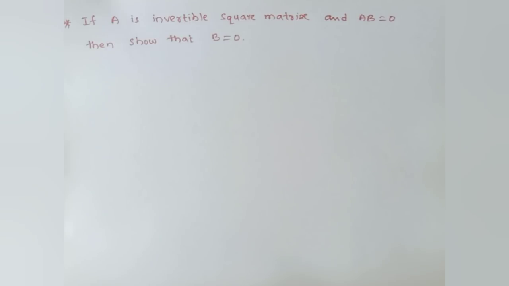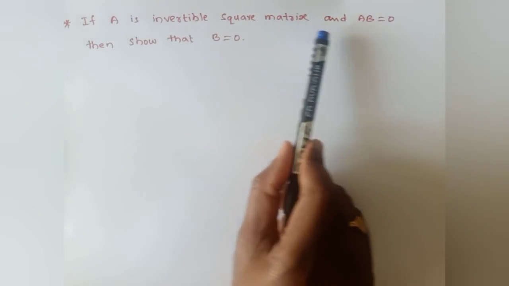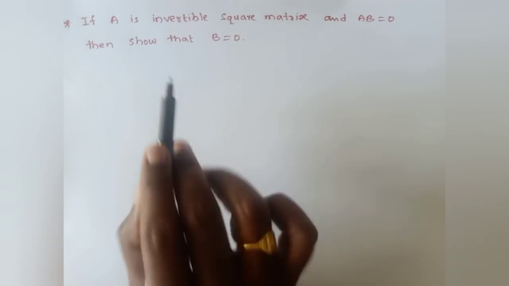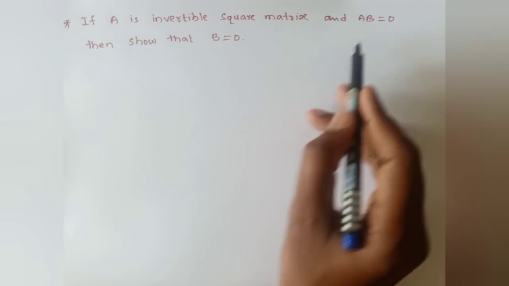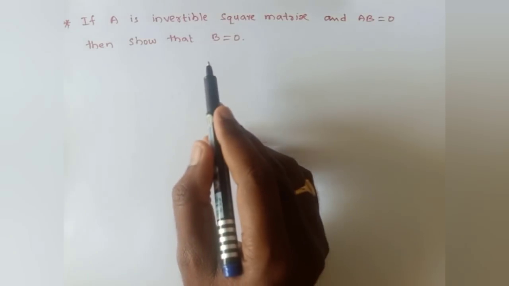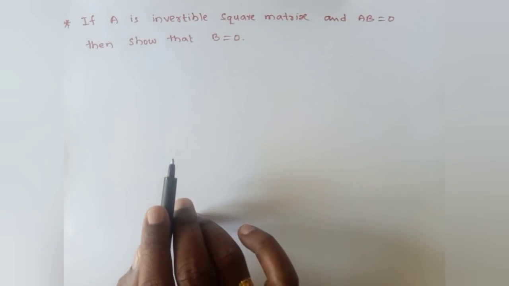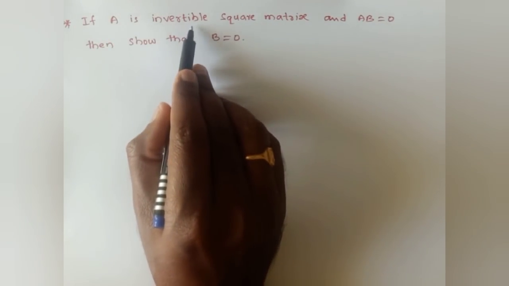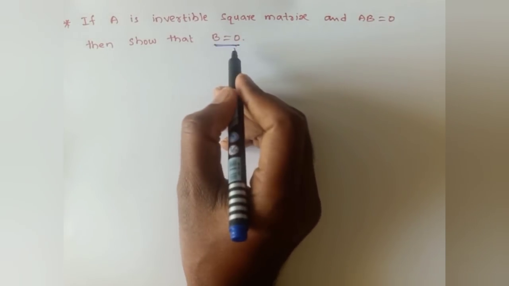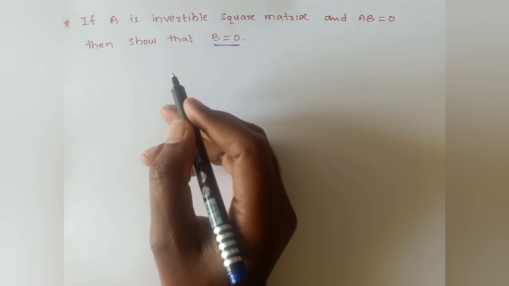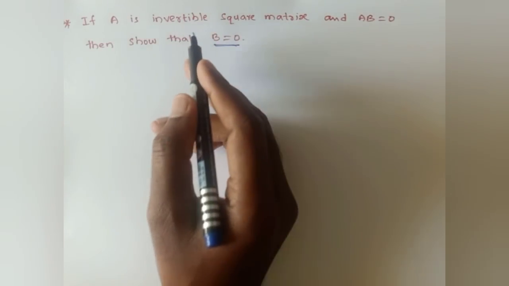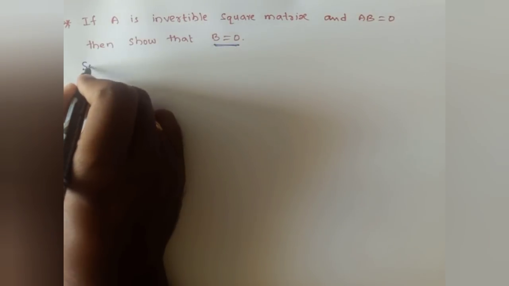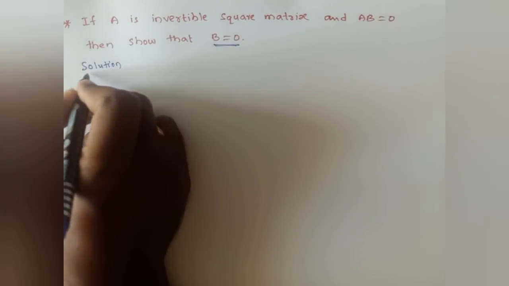So let's prove one result. If A is an invertible square matrix and AB equals 0, then show that B equals 0. I made a statement at the start, do you remember? AB equal to 0 does not necessarily mean A is 0 or B is 0; neither A nor B needs to be 0. But here, if AB equals 0 and A is an invertible matrix, then B equals 0. A is an invertible matrix. Invertible means A into A inverse equals A inverse into A equals I. By using that definition, we can show the value of B is 0.